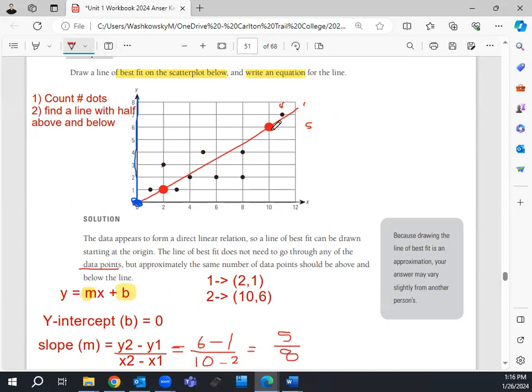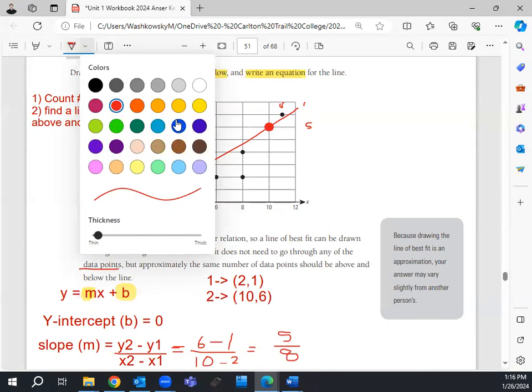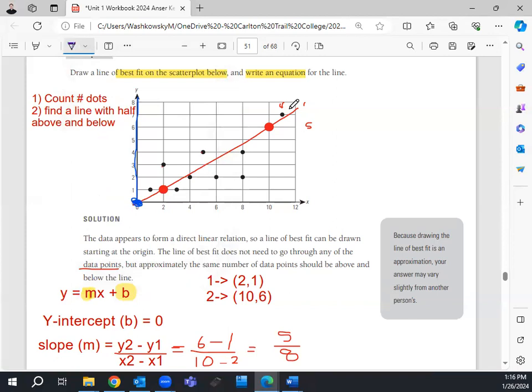Now, if your graph, if your line was a little different, maybe your line was like this, you might get a different slope because maybe you're like, oh, I'm going to use this point instead because that seems like it's close. And that's fine. It is an approximation. You are doing your best guess. So your official slope might be a little different. Your y-intercept will probably be the same.